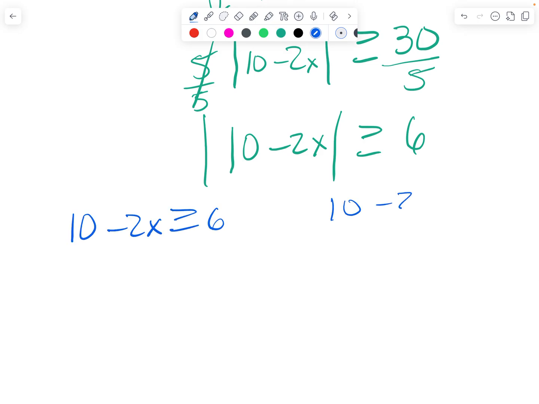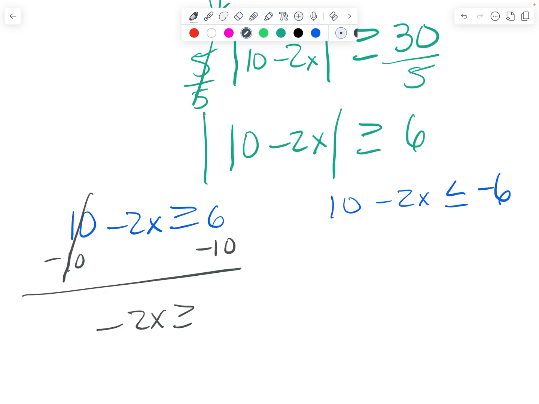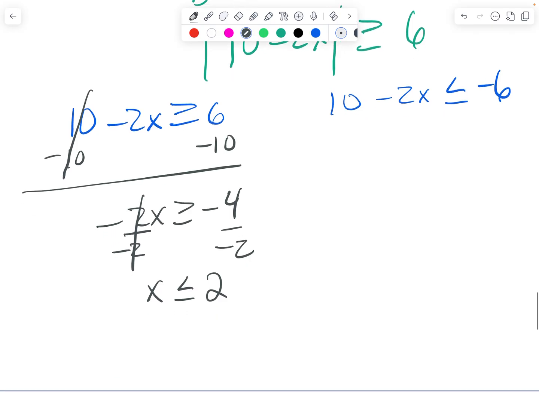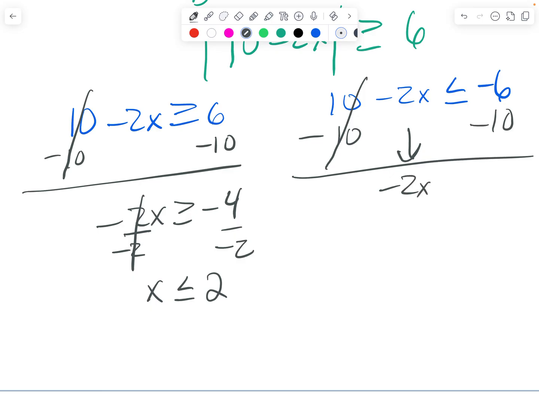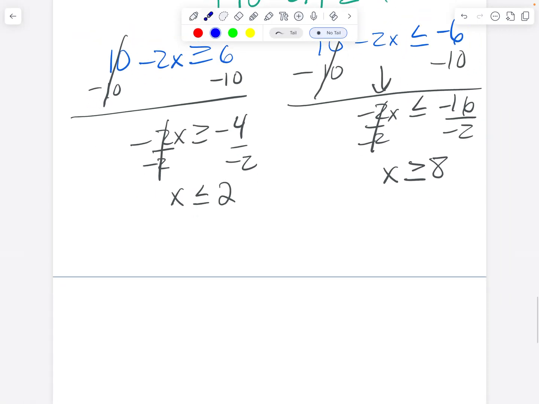And then we do 10 minus 2x is less than or equal to -6. So then solve each one. You want to minus 10 first. Now, because I'm going to divide by a negative number, you have to flip the symbol. That gives you +2. And then when I do the second one, divide by -2, we flip the symbol, and there we have our inequalities. It didn't work out like I wanted to, but oh well.